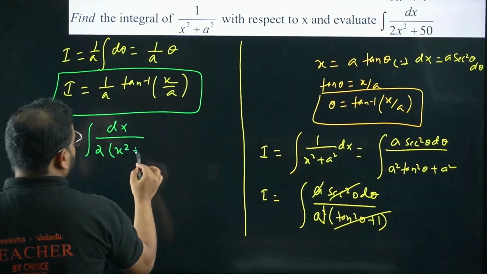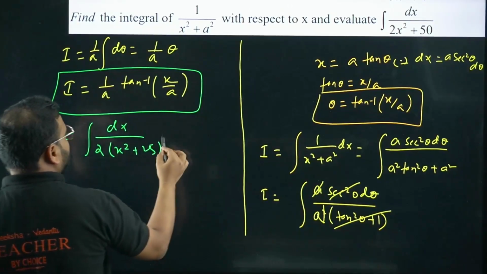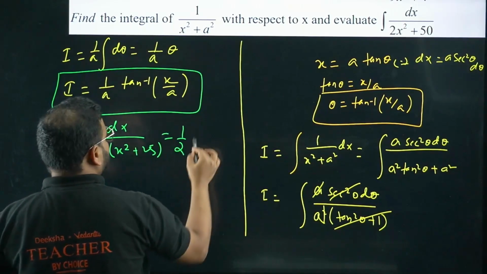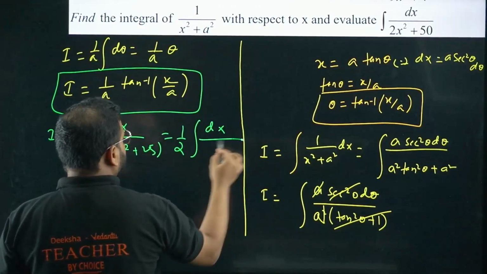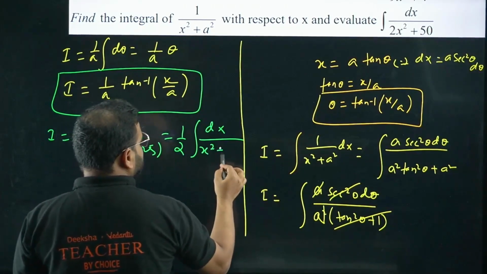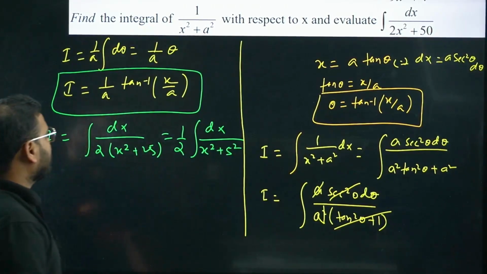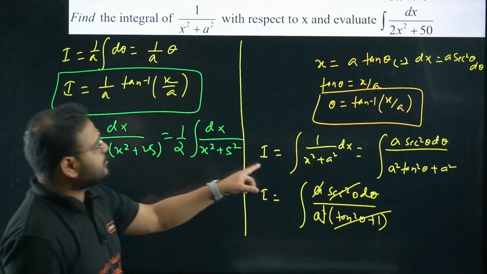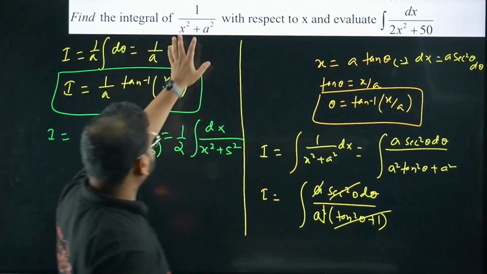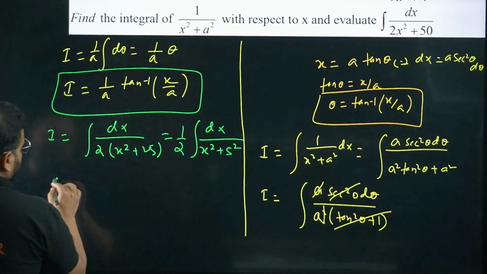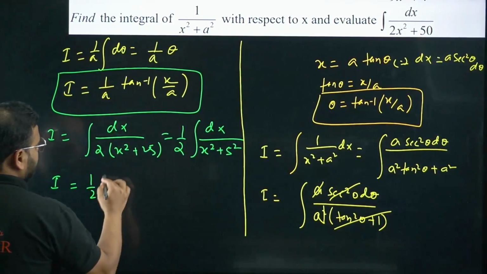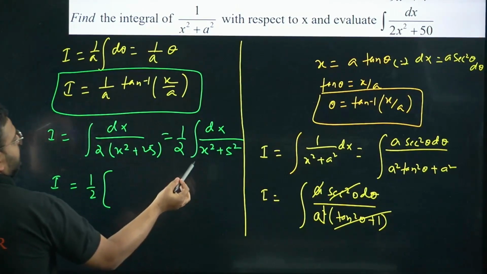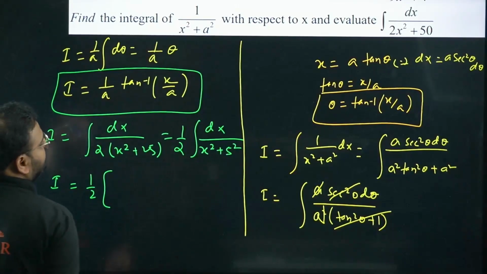x square plus 25. 2 can be taken outside, so keep 2 outside right here. dx upon, like this, x square plus 5 square. This is x square plus a square, no? Same thing is over here. Please check. So I'll get this answer as, of course, 1 by 2 outside, and the square of x square plus 5 square.